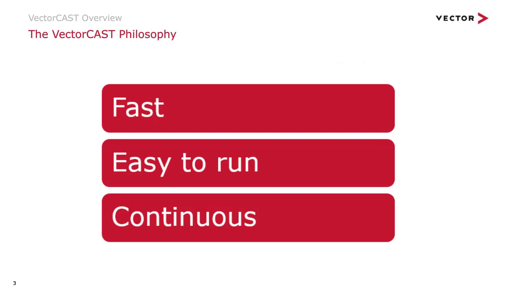So basically with VectorCAST, the philosophy that we have is to make testing fast, to make tests easy to run, and to test continuously. And with regard to testing fast, what we're trying to do is improve the amount of efficiency that's done through the automation platform to make testing an easier process. Testing overall, especially testing in the embedded software is a very difficult process.